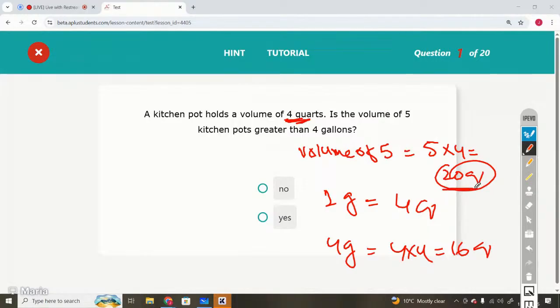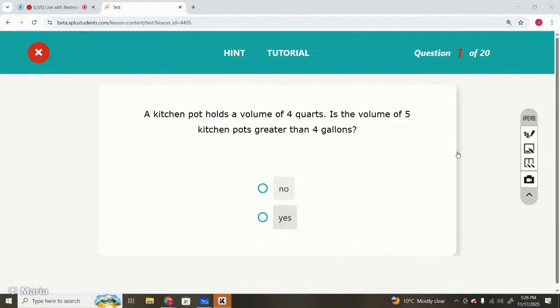Yes, because 5 kitchen pots is equal to 20 quarts, and 4 gallons equals 16 quarts. So 20 quarts is more than 16. So the correct option is yes, it is. Got it? That is yes.